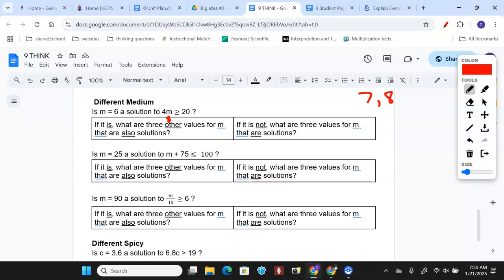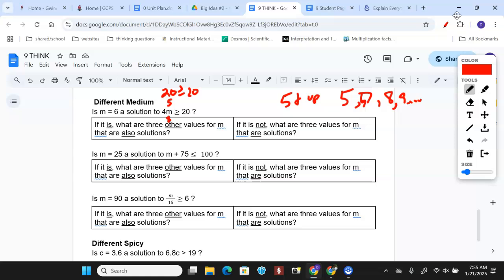So would be 9, so would be 10, so would be 11, and so on. But in this particular one, actually, 5 would work. 4 times 5 is 20. And now with this symbol, is that greater than or equal to 20? Yes, it is. So 5 would be a possible solution too, as would 6, 7, 8, 9, and so on. Really, any number 5 and up would work out fine.